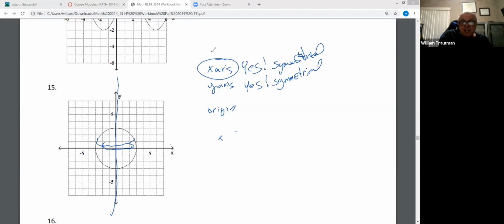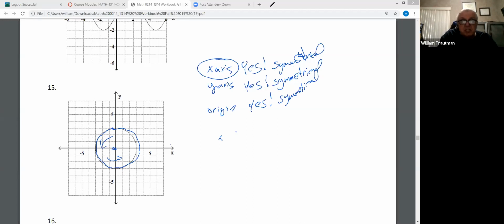And finally, we get one with the origin that's symmetrical. Here, look at this graph. If I rotate it around in circles, does it look the same? If I turn this graph around in circles, does it look the same around the origin? It does. It's a circle. If you rotate it, it's still the same circle. So yes, it's also symmetrical with the origin. So 15 is yes, yes, yes.